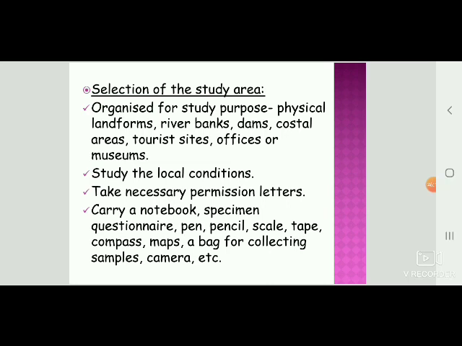For a field visit, you should carry a notebook, specimen questionnaire, pen, pencil, scale, tape, compass, a bag for collecting samples, maps, camera, if needed, etc.